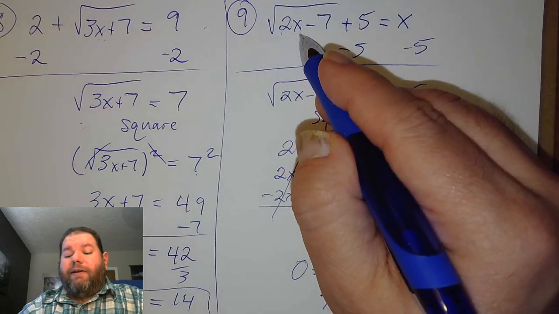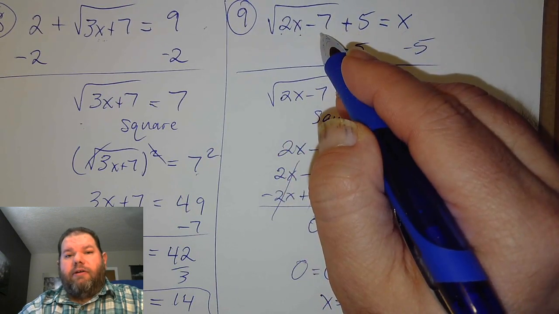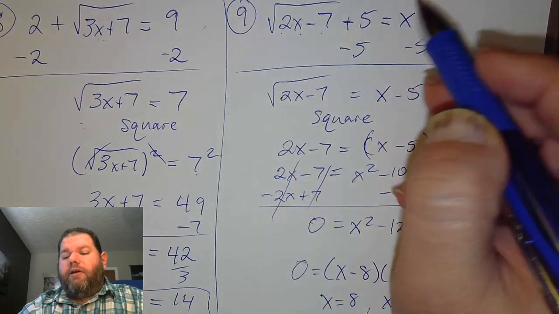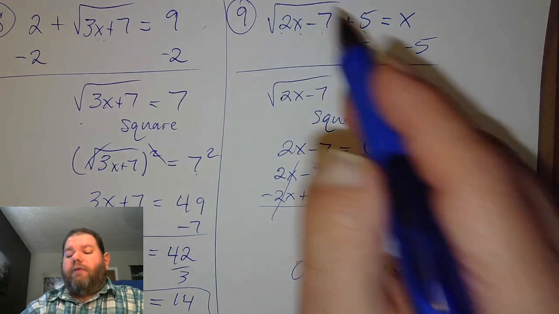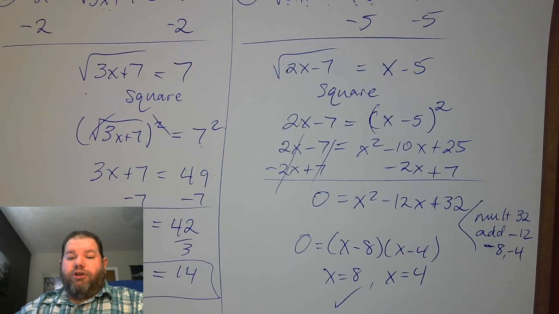So 2 times 8 is 16. 16 minus 7 is 9. Square root of 9 is 3. And then 3 plus 5 is x, which is our 8. So 8 equals 8. So x equals 8 actually checks out.